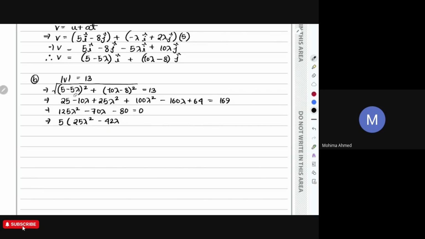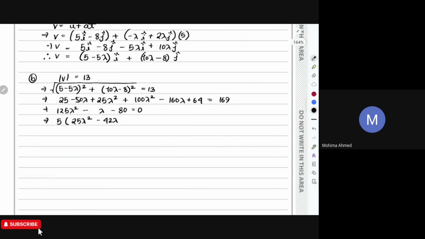We had 25 into 2, so this is going to be 50 and 160, right? Minus 50 minus 160, that's 210. It's supposed to be 210. Divide by 5 and it makes 42. And 80 by 5 makes 16. Take that 5 to the right hand side, or obviously it vanishes from the equation. So you're left with 25 lambda square, 42 lambda minus 16, 0.